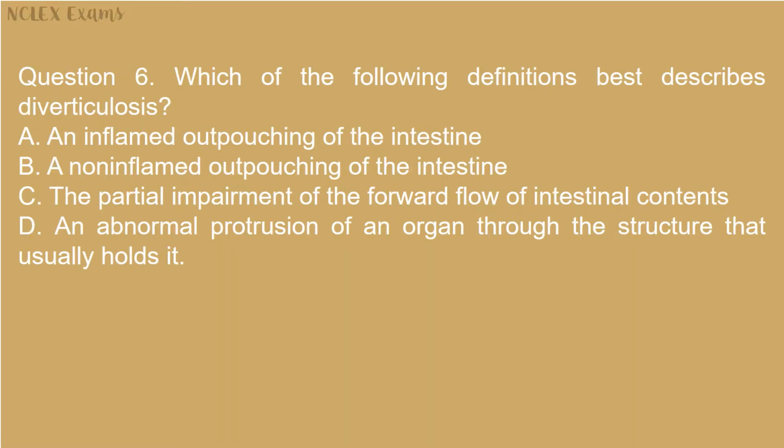Question 6. Which of the following definitions best describes diverticulosis? A. An inflamed outpouching of the intestine. B. A non-inflamed outpouching of the intestine. C. The partial impairment of the forward flow of intestinal contents. D. An abnormal protrusion of an organ through the structure that usually holds it.